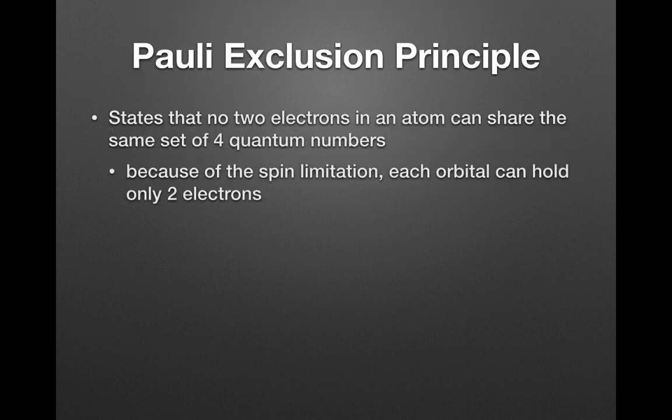Now, because of the spin limitation, that means that each orbital can hold only 2 electrons, because an orbital is defined by those first 3 quantum numbers, n, l, and m sub l. And then we have our spin quantum number, so an electron can share the first 3 of those, and then you can have a spin up and a spin down, and that's as different as you can possibly get.